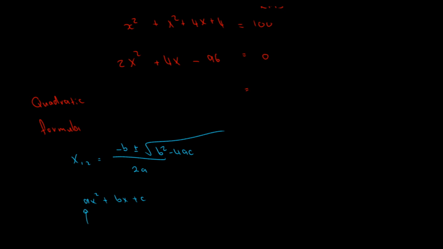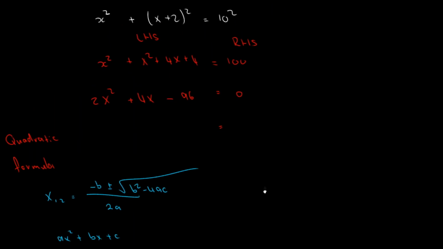In this case, we can find my a that's in front of my x squared. We can find my b, which is in front of x, and my c is my constant, or my standard variable. So let's input it. Let's solve for x. Let's solve for x sub 1, x sub 2.